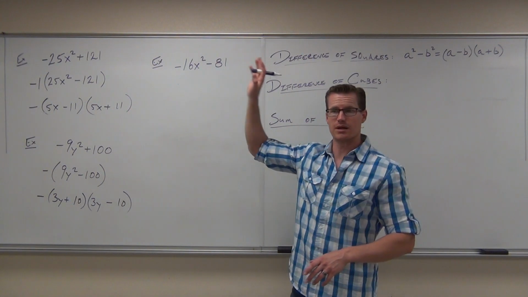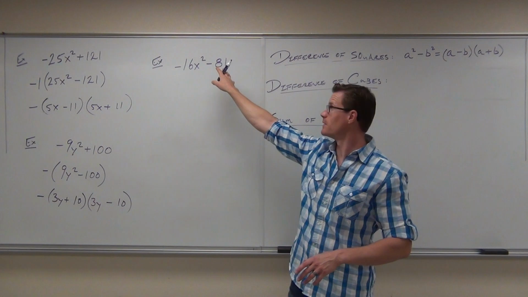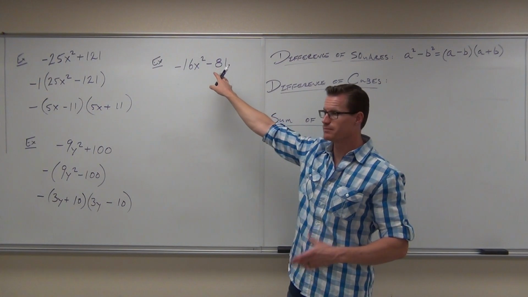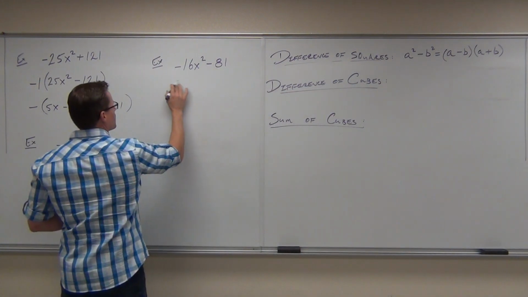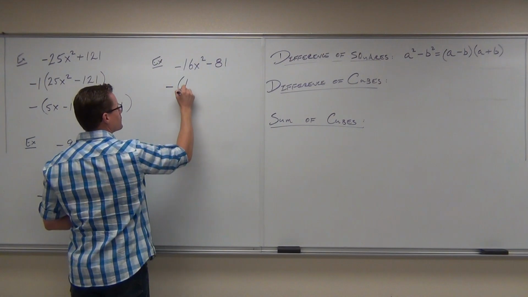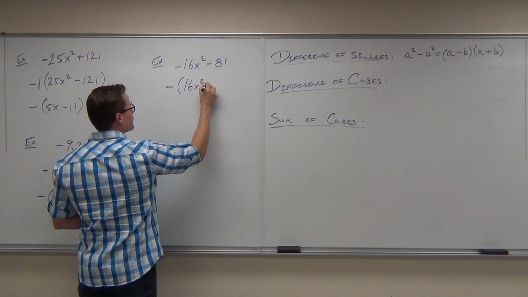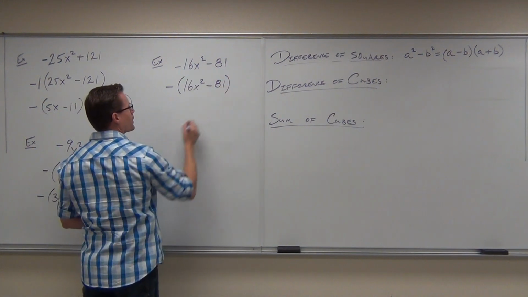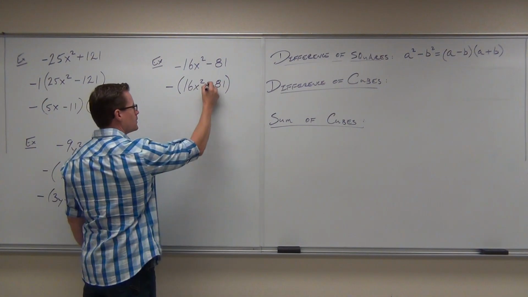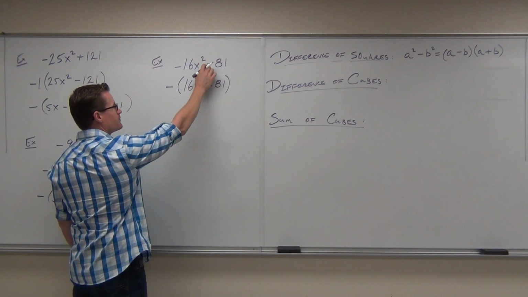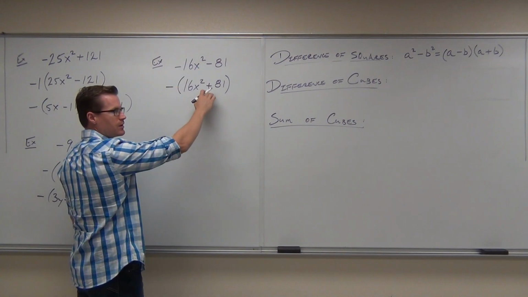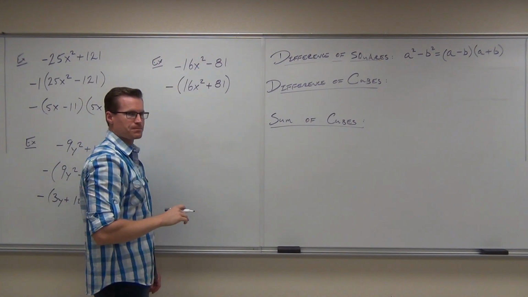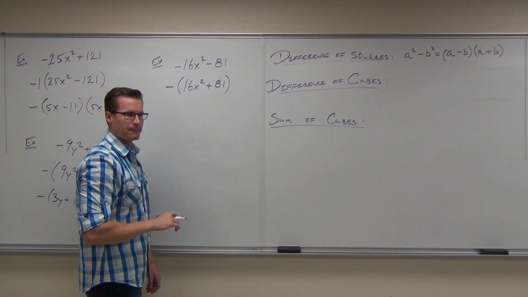Okay, next one. Order? Yes. First term positive? No. Fix it. So if the first term is not positive, we factor a negative. Right? No. Why wrong? Plus, because if I factor the negative, negative divided by negative is positive. Now, do I keep going? No. Why not? Because positive is positive.